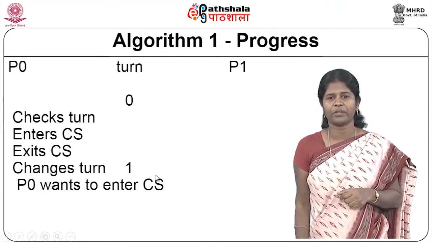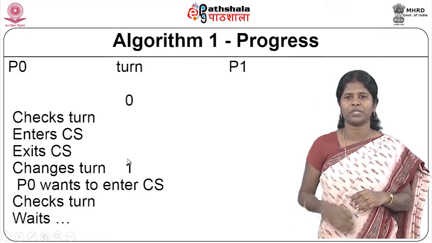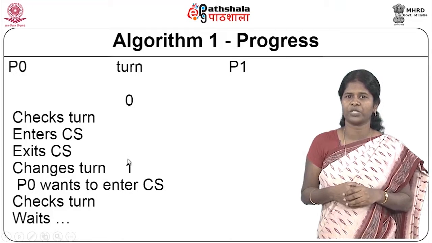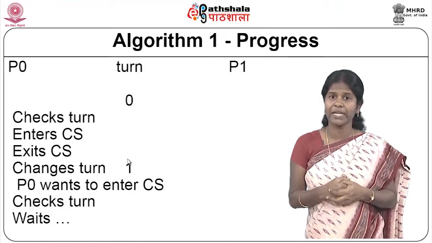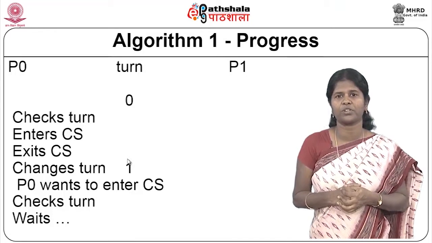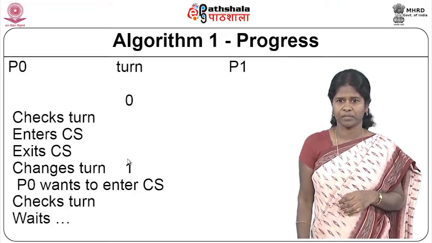So I conclude with this for today's class. We have other algorithms which are solutions to the critical section problem, which give a solution satisfying all three conditions: mutual exclusion, progress and bounded waiting. That we will continue in the next class.